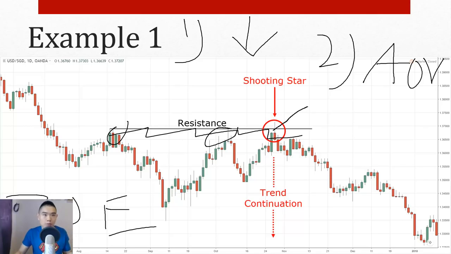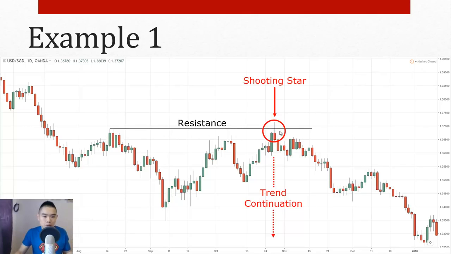So can you see that now you're not trading candlestick patterns in isolation? Now you're trading candlestick patterns in the context of the market, meaning you're trading them based on market structure, based on the trend. This actually increases the probability of your trade working out. You can see that over here, the shooting star occurred at resistance in a downtrend, and the market did continue to slide lower.